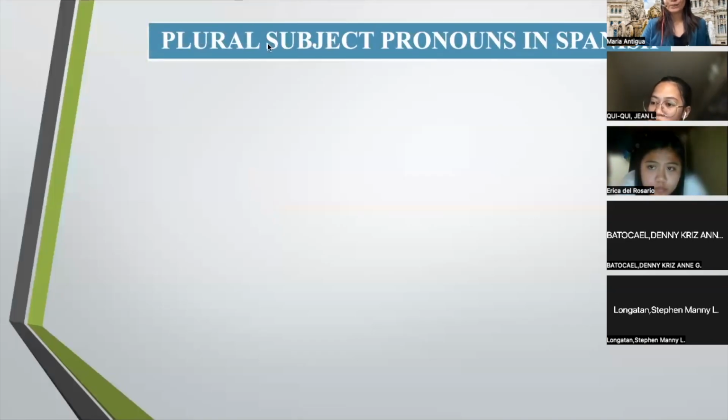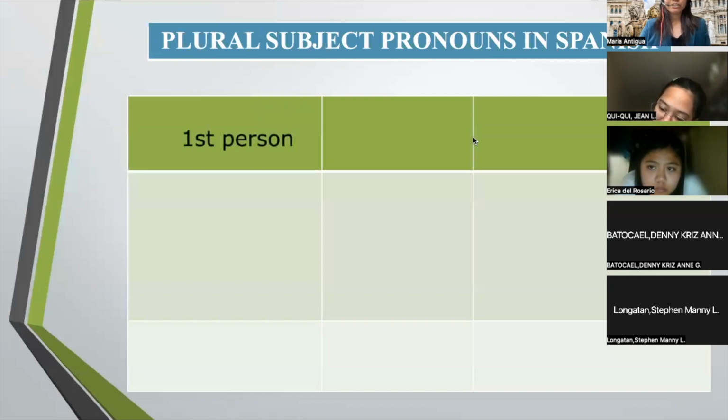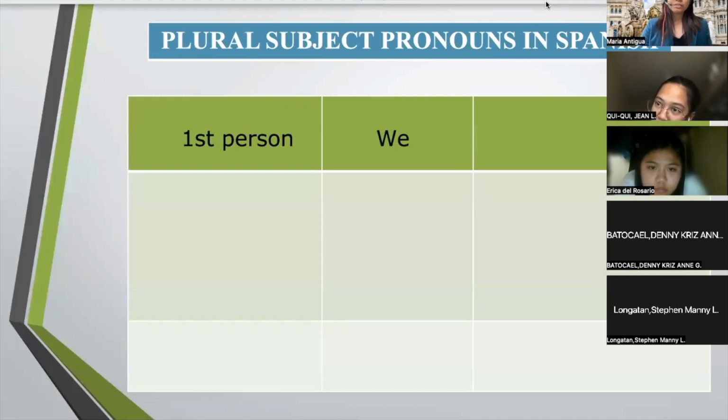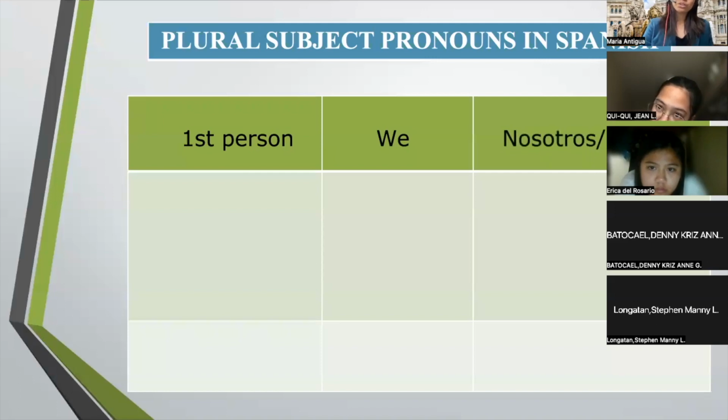Plural naman tayo. Okay. Plural. First person. We have nosotros or nosotras. Okay. When do we use nosotros and when do we use nosotras? Anyone? When do you think we use nosotros? And when are we using nosotras? If the speaker is either boy or a girl. If the speaker is boy or girl, okay?